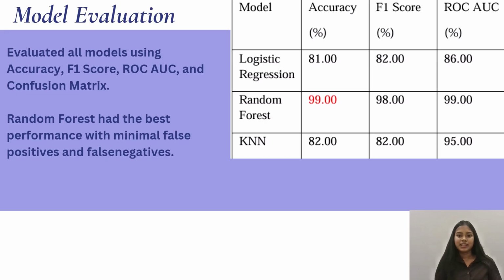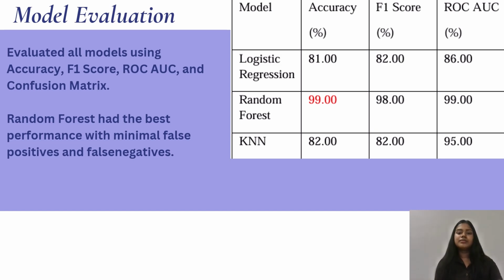Here I'm going to show what we are seeing. The logistic regression model got accuracy 81%, F1 score 82%, and ROC-AUC 86%. And random forest, as we can see, got the highest accuracy of 99%, F1 score of 98%, and ROC-AUC of 99%. On the other side, KNN got accuracy of 82%, F1 score of 82%, and ROC-AUC of 95%, where we can compare. Random forest gives the most efficient and best result.